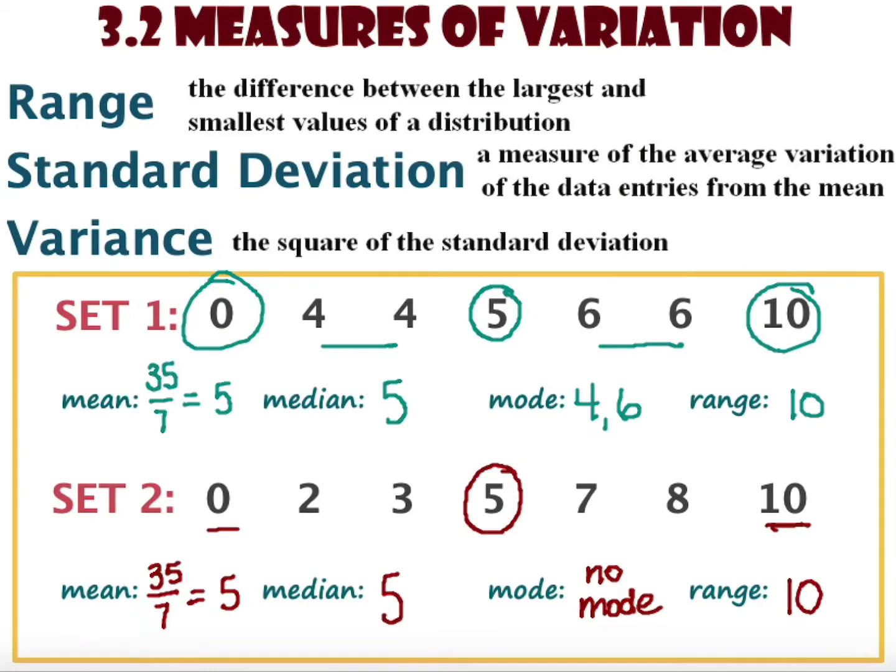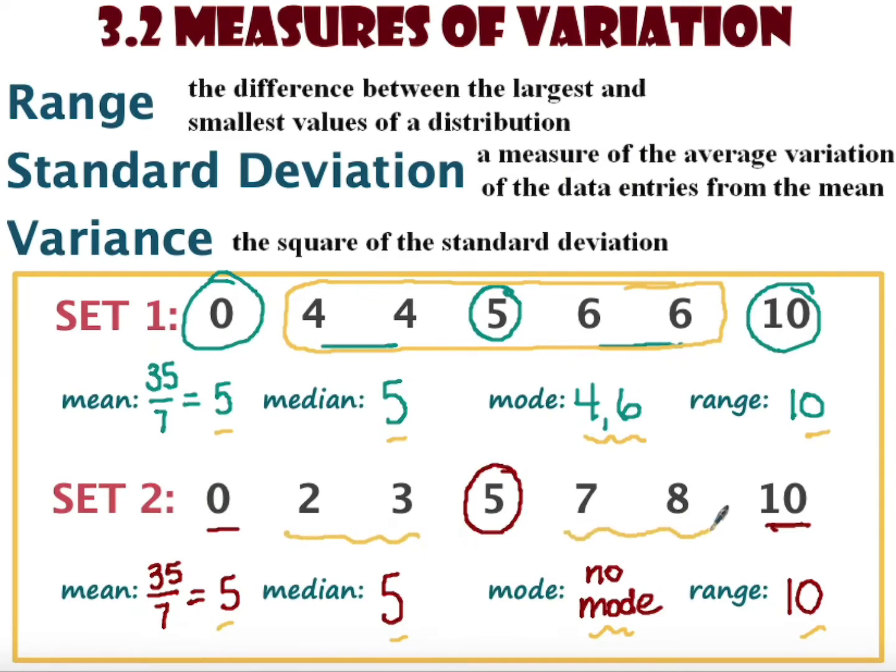Now what I want you to notice is that these two data sets have the same mean, the same median, and the same range. This one has some modes, this one doesn't, but there's actually a difference between these data sets, right? And so what we're going to try to do is think about how these data sets are spread out. Did you notice that these are a little more compact around the mean than these values? They're a little more spread out from the mean. So we're going to see how that affects standard deviation.